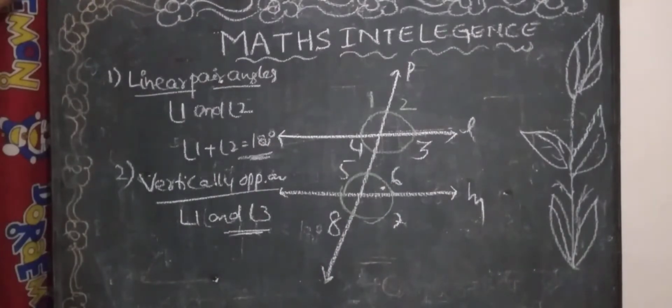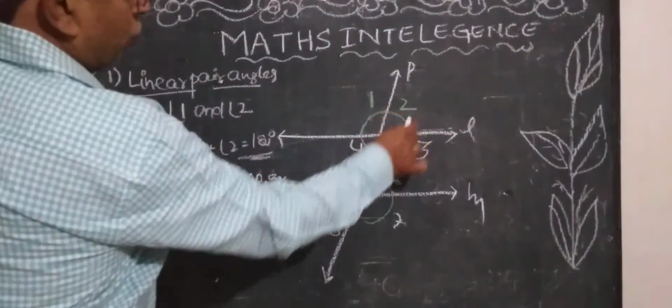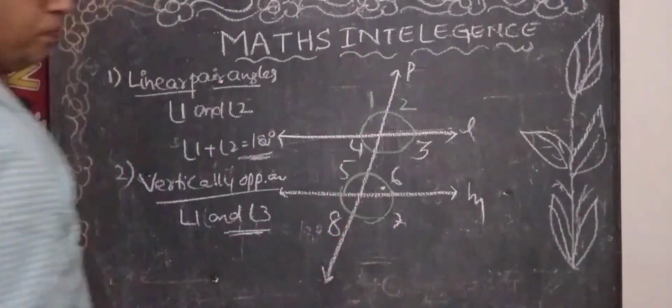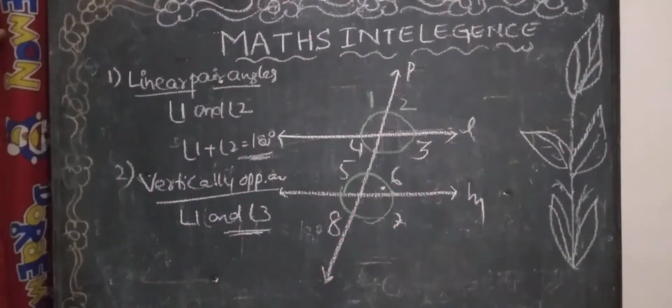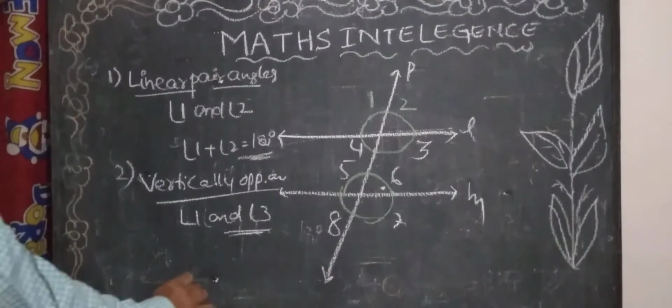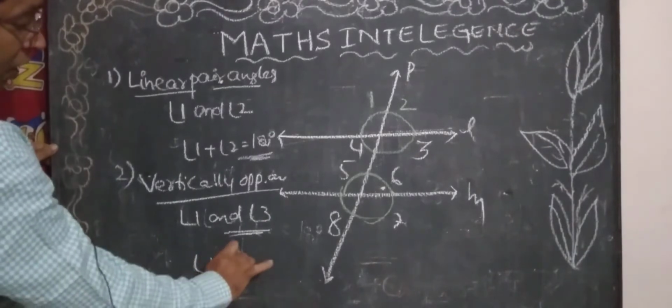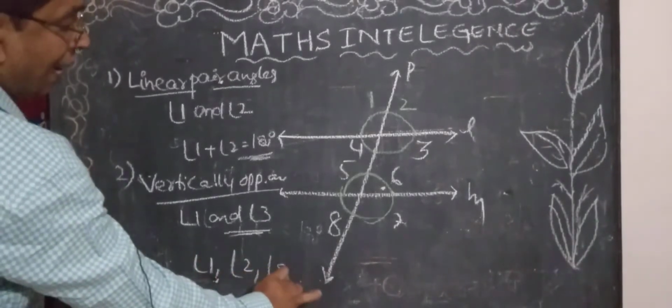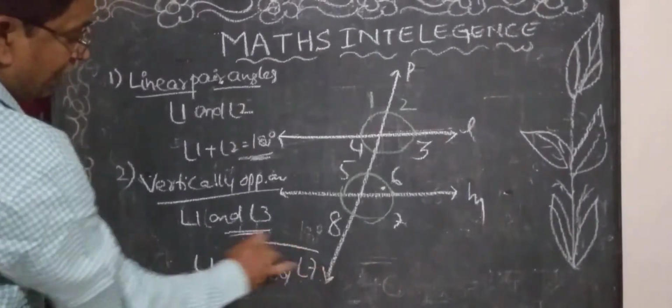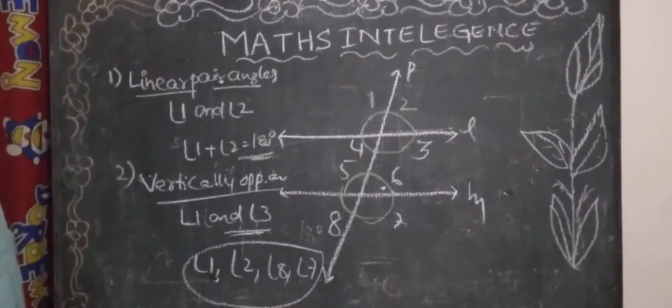Now, angle 1, angle 2, angle 8, angle 7. These four angles are exterior angles. What are the exterior angles? Angle 1, angle 2, angle 8, angle 7. These four are exterior angles.